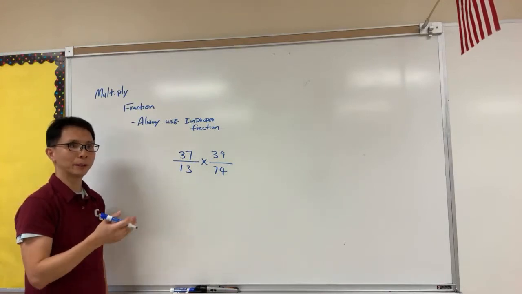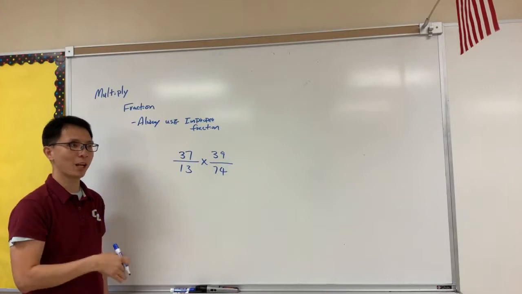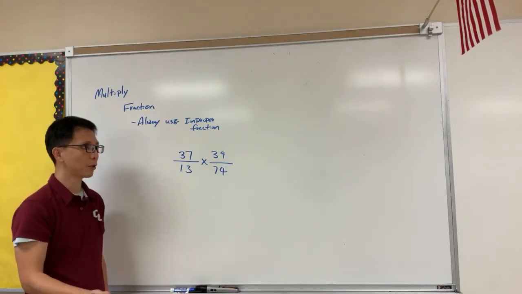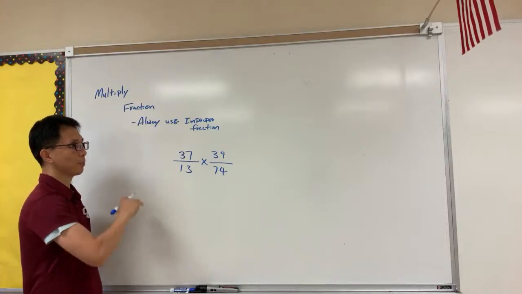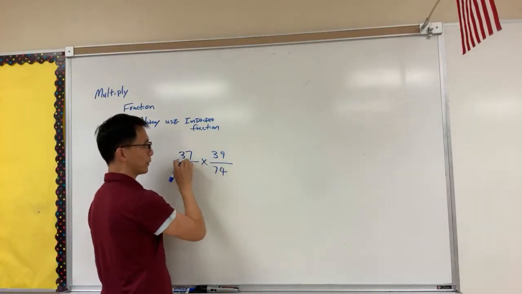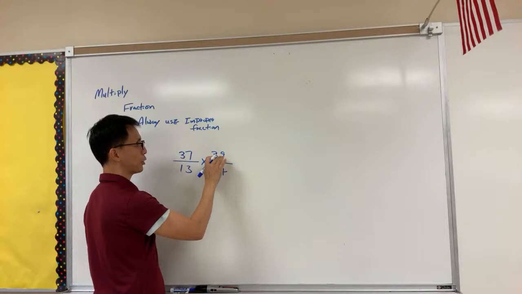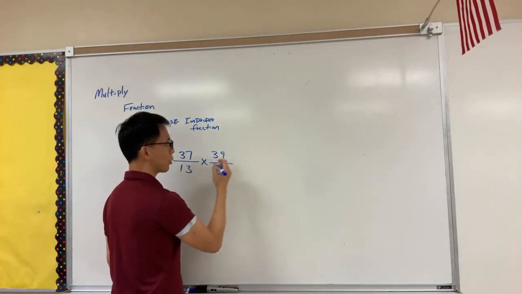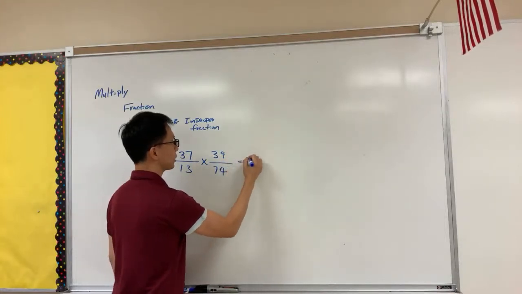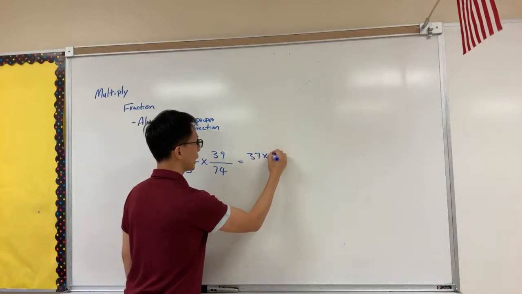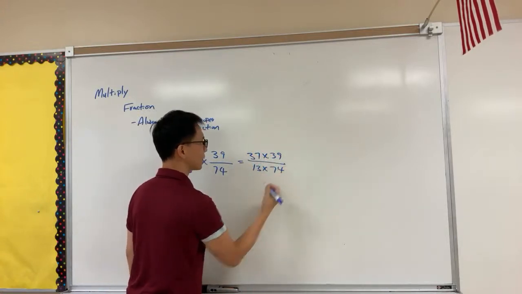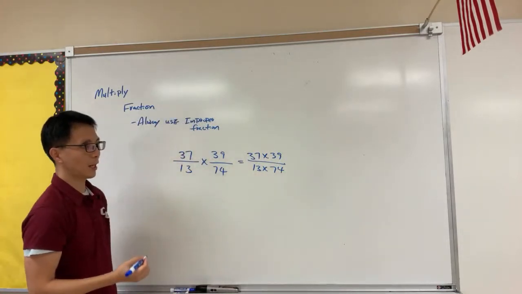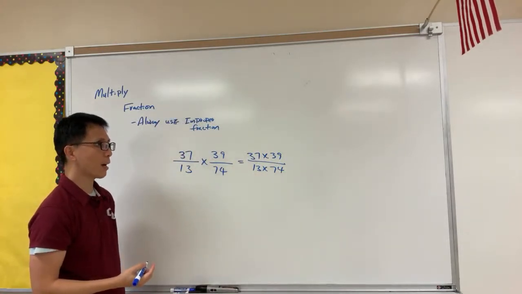The reason is that in Algebra 2, which comes after geometry, and in geometry we learn about proportions and we learn to cross multiply. But here you do not do that. You multiply straight across, numerator by numerator, denominator by denominator. So what is supposed to be done is 37 times 39 all over 13 times 74. But this number gets really big. A lot of you need a calculator to figure this out.